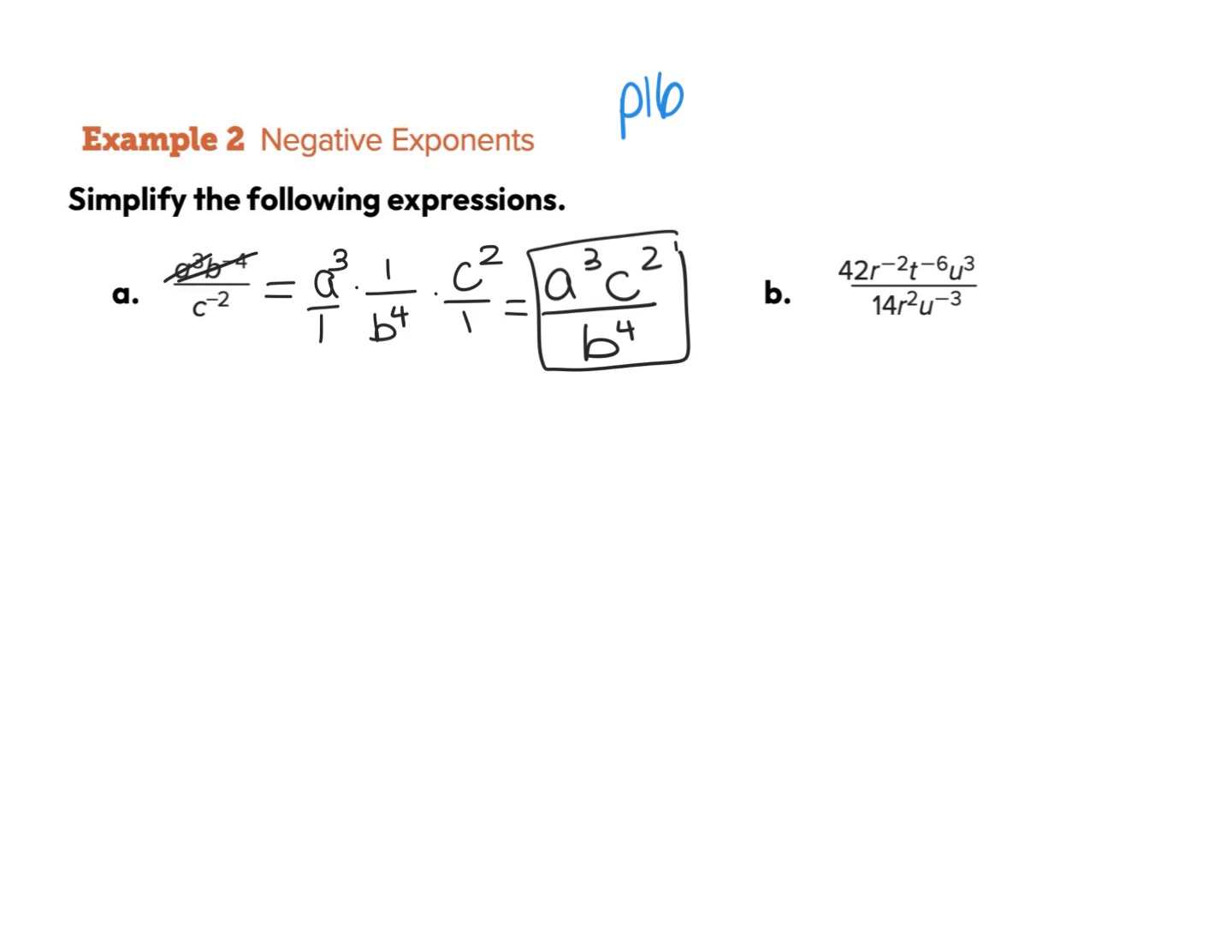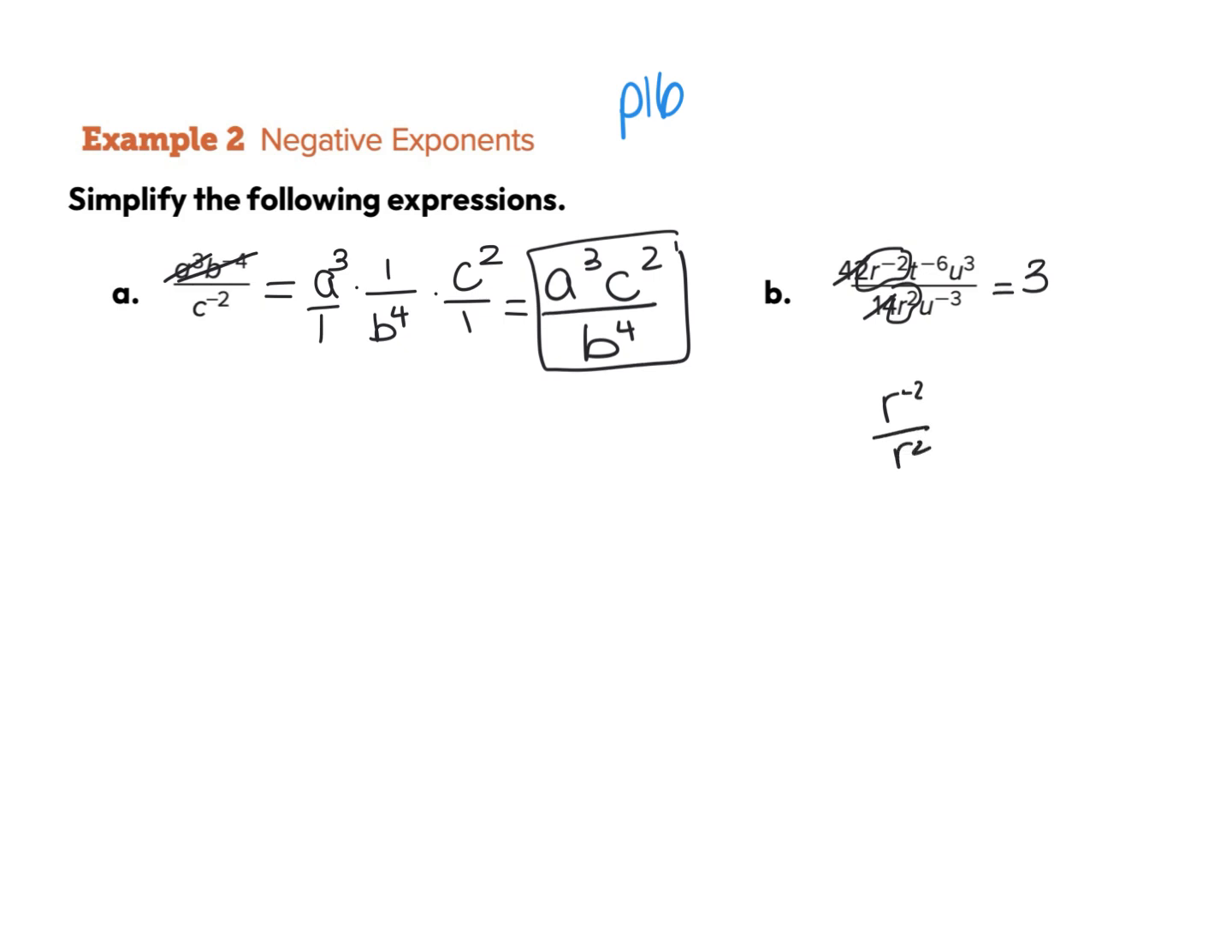On letter B, I'm going to do something similar. I've got 42 divided by 14. That's going to give me a simplified answer of 3, or 3 over 1. All right, now I'm going to go variable by variable. I have r to the negative 2nd divided by r to the 2nd.